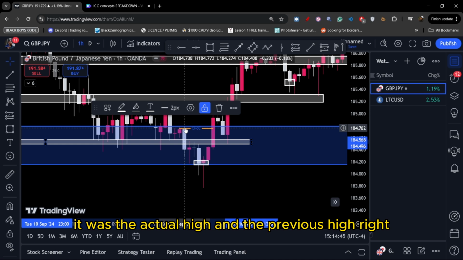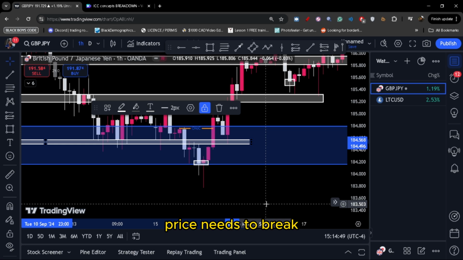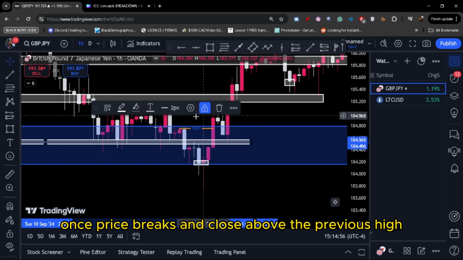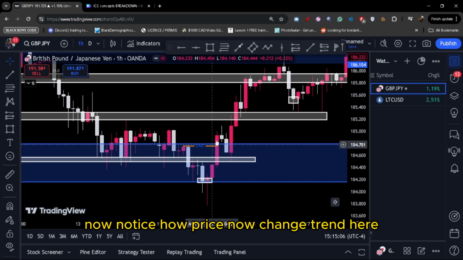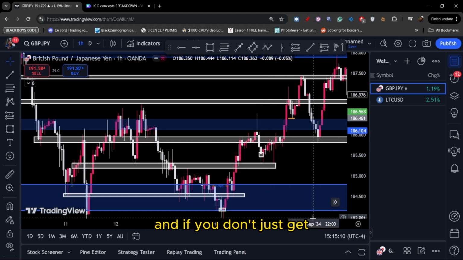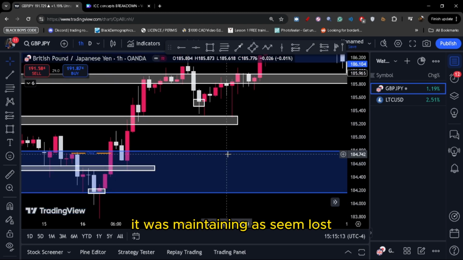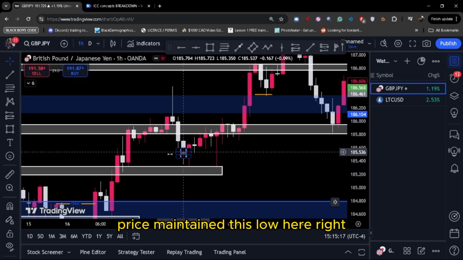So for the trend to change from sells to buys, price needs to break the previous high and close above it. Once price breaks and closes above the previous high, then it's a sign that price wants to change trend, right? Now notice how price changed trend here, and then as you can see, price started buying up. And if you notice, guys, it was maintaining that same low. As you can see, price maintained this low here, price maintained this low here, right?